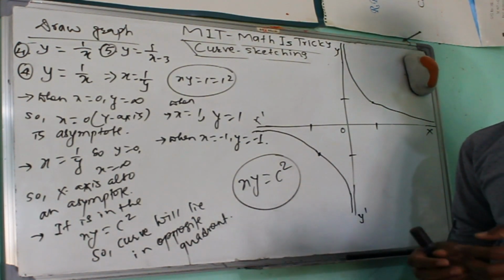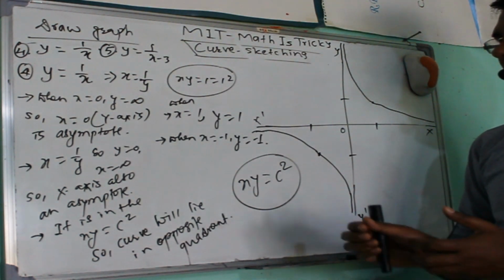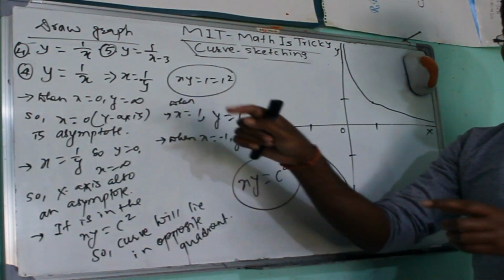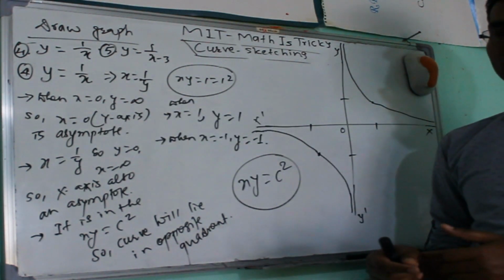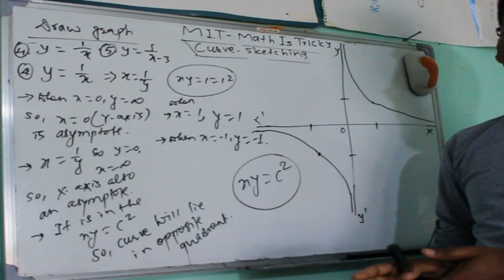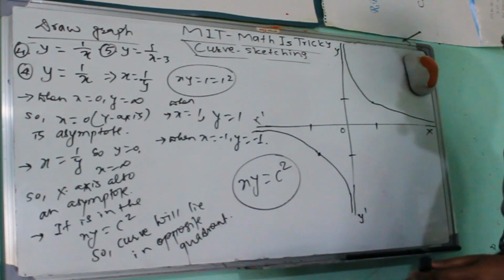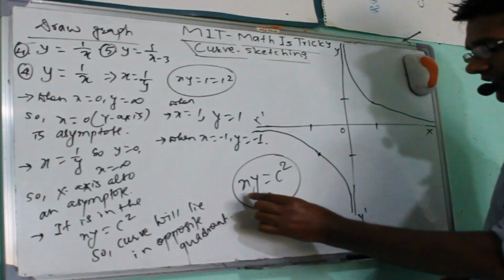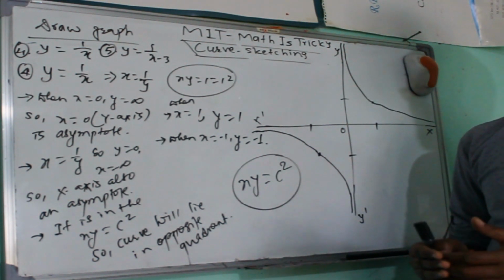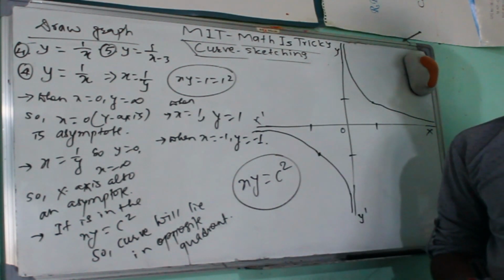So let me again summarize how we solve the problem. First, take x equals 0, which means y will be infinity. If we get infinity for any value of x or y, that is going to be an asymptote, which means it will touch at infinity. Similarly, if the function is in the form xy equals c square, the curve will lie in opposite quadrants. Okay, so this is our answer. Hope you understood. Thank you so much.